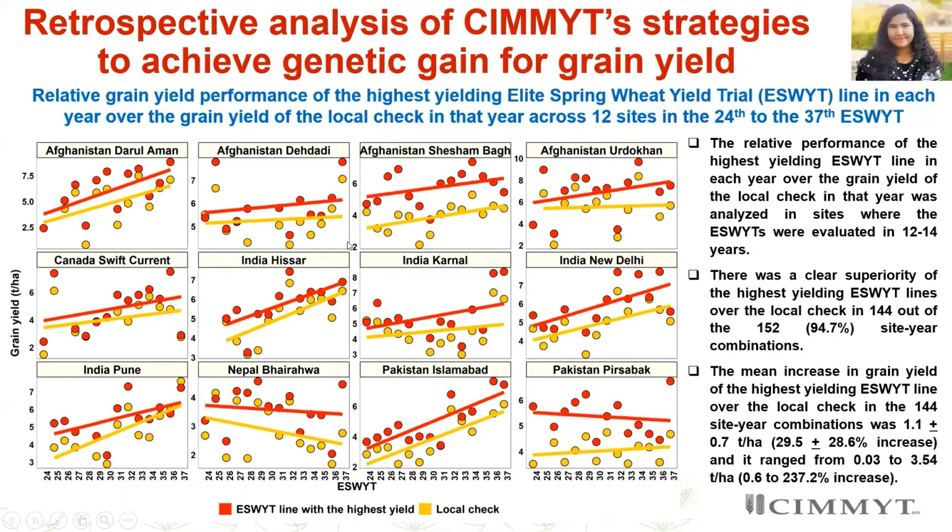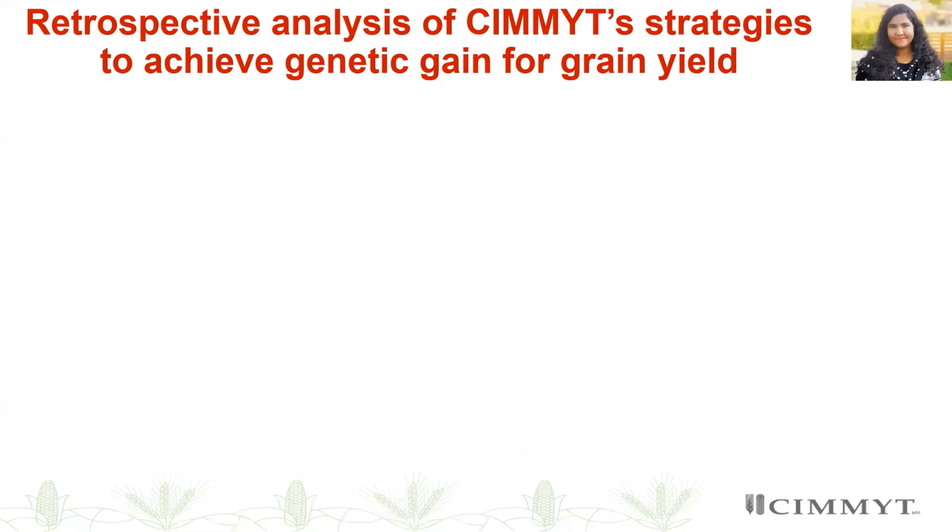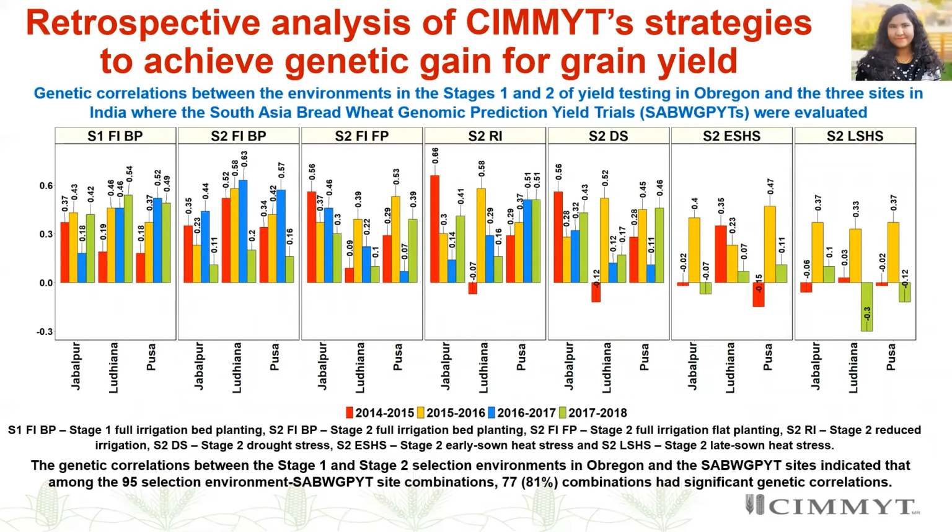And as you can see from this figure very clearly, in about 95%, or 144 out of these 152 site-year combinations, there was a very clear superiority of the highest yielding SWIT line over the local check in these locations, which is very encouraging. Despite selecting in the selection environments of Oregon, you still have a very good impact in the target environments.